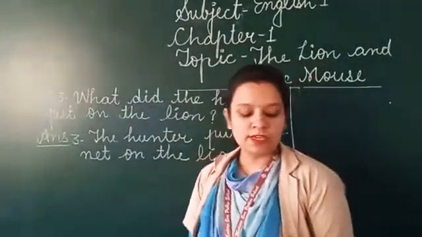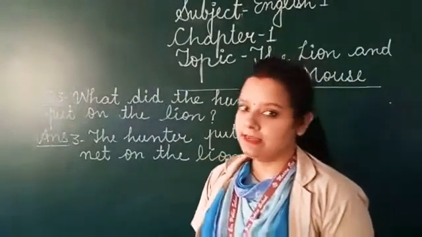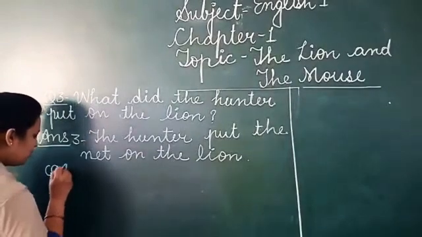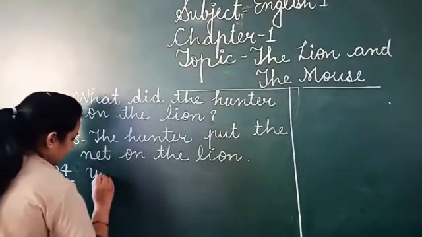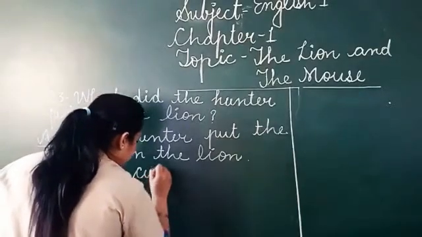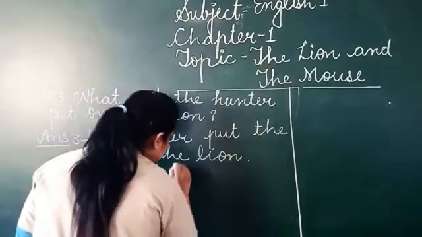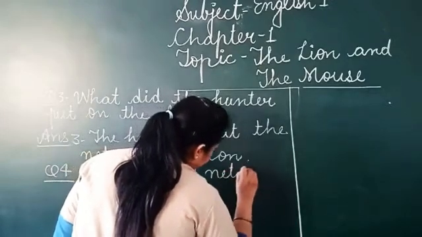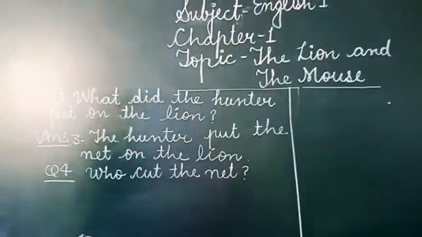And now your fourth question is, who cut the net? Fourth question is, who cut the net? In the chapter, I have told you who cut the net. The mouse and his friends.